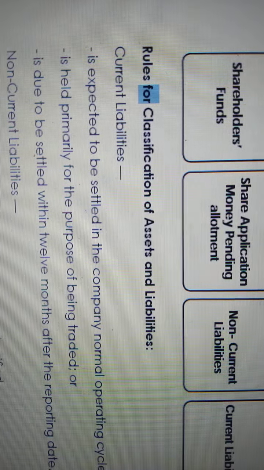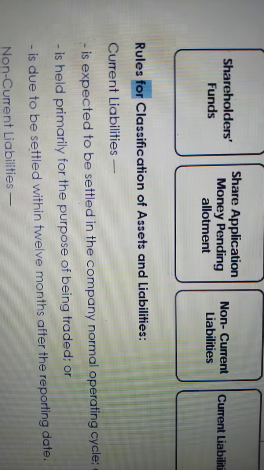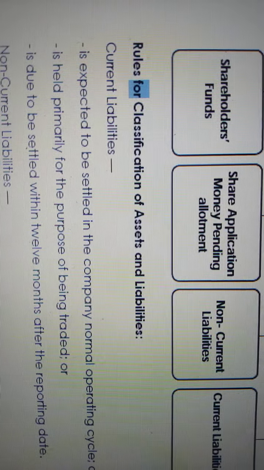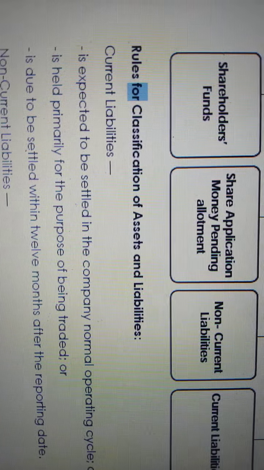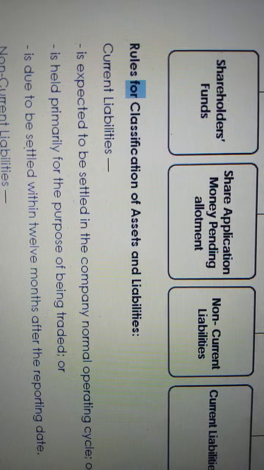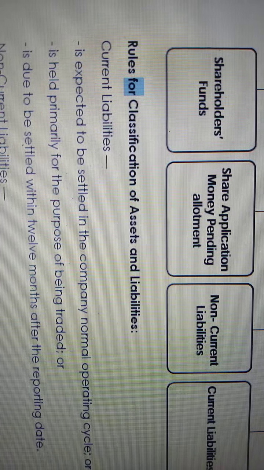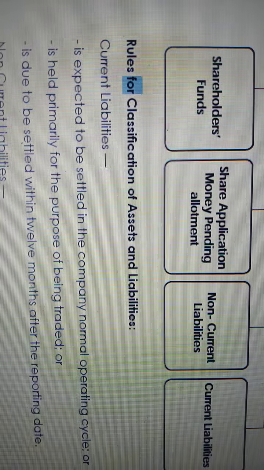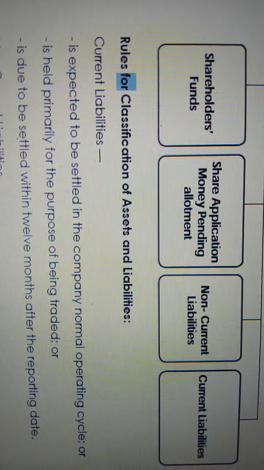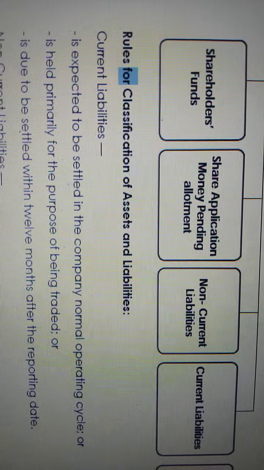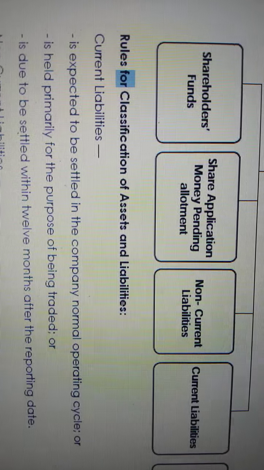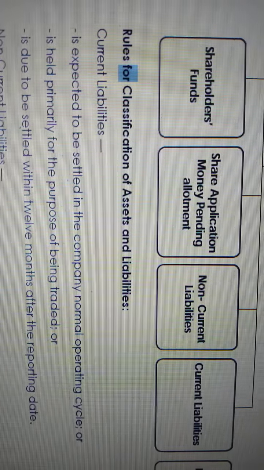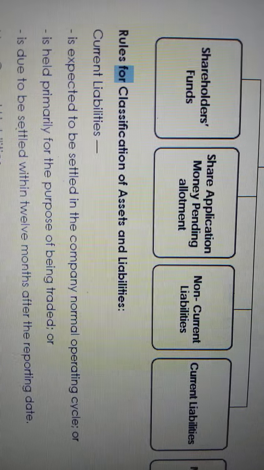Normal operating cycle means what? Will the normal operating cycle be the same for all companies, for all types of business? Normal operating cycle means from buying the raw material and making production and keeping in godown and selling to the customer and collecting the money from the customer. This is the operating cycle, from purchasing the raw material to collecting the cash from the customer.